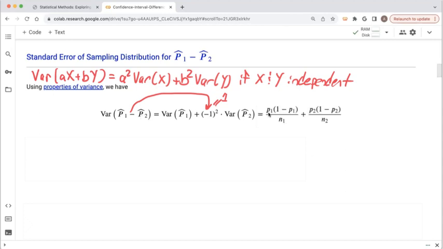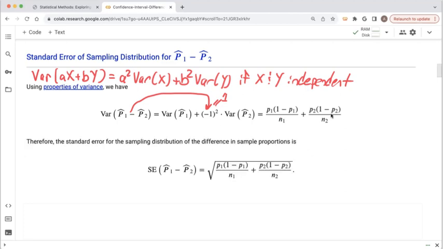And so these formulas, p1 times 1 minus p1 all over n1, come from the central limit theorem for a single proportion. So we take the variance for the distribution of sample proportions p hat 1, and we add to that the variance for the distribution of p hat 2. And therefore, the standard error for the distribution of the difference in sample proportions is going to be the square root of that variance. So we take the square root of the formula that we have up above.